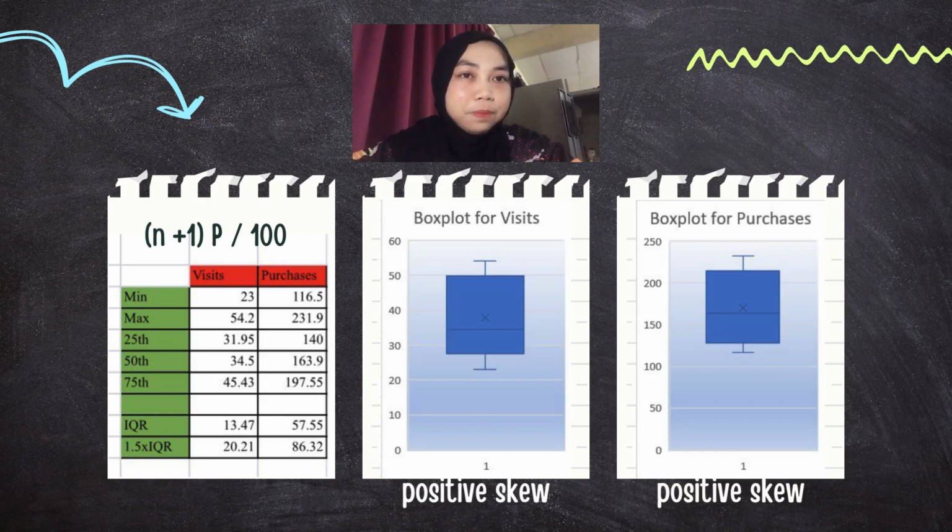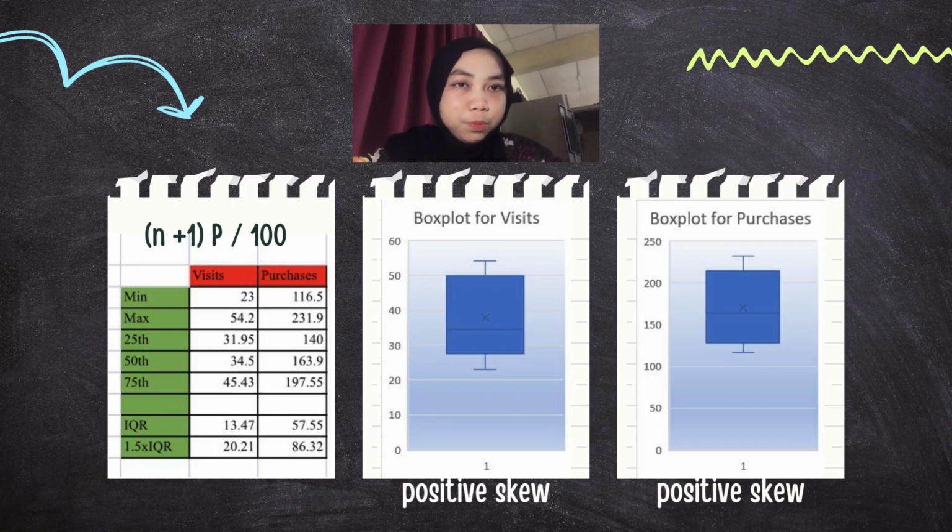The 25 percentile is 31.95. The 50 percentile is 34.5. The 75 percentile is 45.43. As the result, the box plot for visit is positive skew.